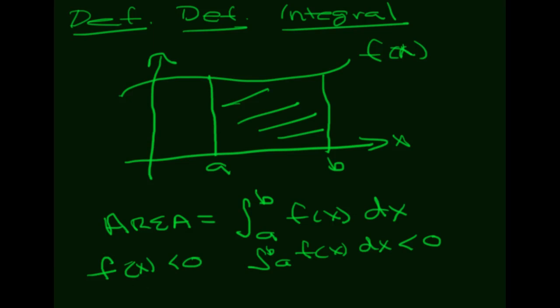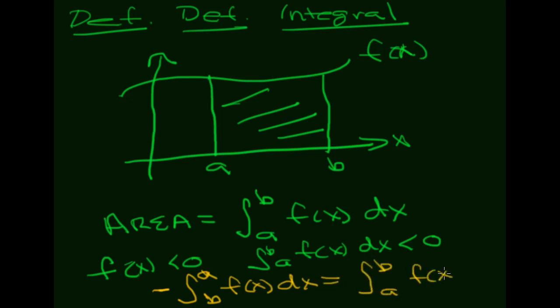Another quick note that's important to catch here is that if I change the bounds of integration, so instead of writing a to b, I write b to a, and I take the negative of that, that's going to be the integral from a to b of f of x dx. So if I read these from right to left instead of left to right, I'm going to get a negation. Okay, so that's pretty simple. That's pretty straightforward. That is the definition of a definite integral.